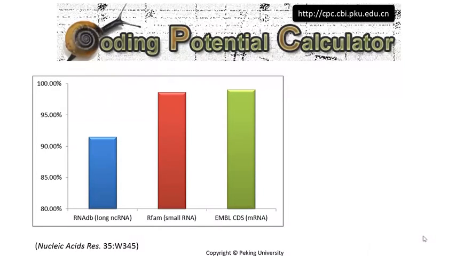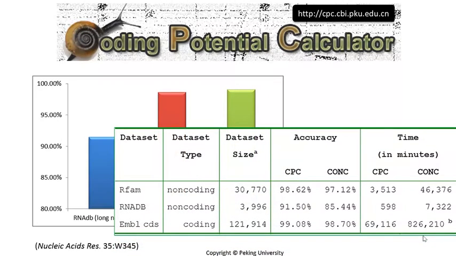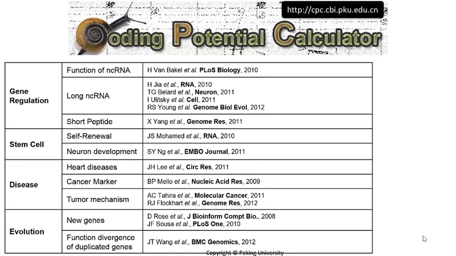Next, we feed the 6 features into the SVM, which we talked about before, and get the final CPC, which is a coding potential calculator. Tests show that CPC can reach more than 90% accuracy for non-coding RNAs of different lengths. On the other hand, CPC ensures accuracy without sacrificing speed. In fact, the running speed of CPC is over 10 times faster than that of CONC, which is also based on SVM. The proper feature selection plays an important role in it.